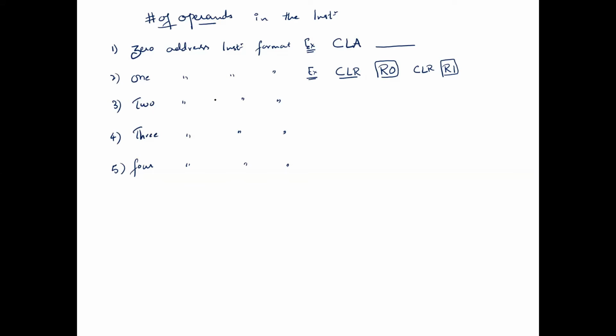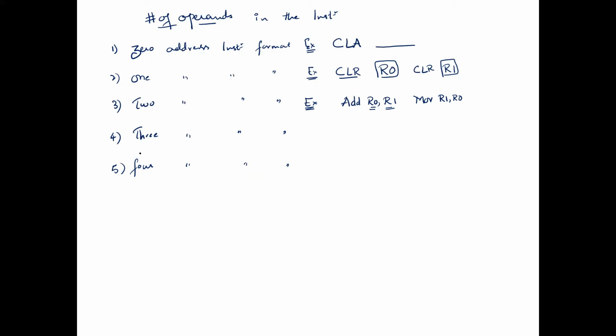You have another type of instruction format. I will take an example of add R0, comma R1. How many operands have we mentioned here? Two operands. Another example I will give: move R1, comma R0. So we are moving the content of R1 into R0. These are examples of two address instruction format.